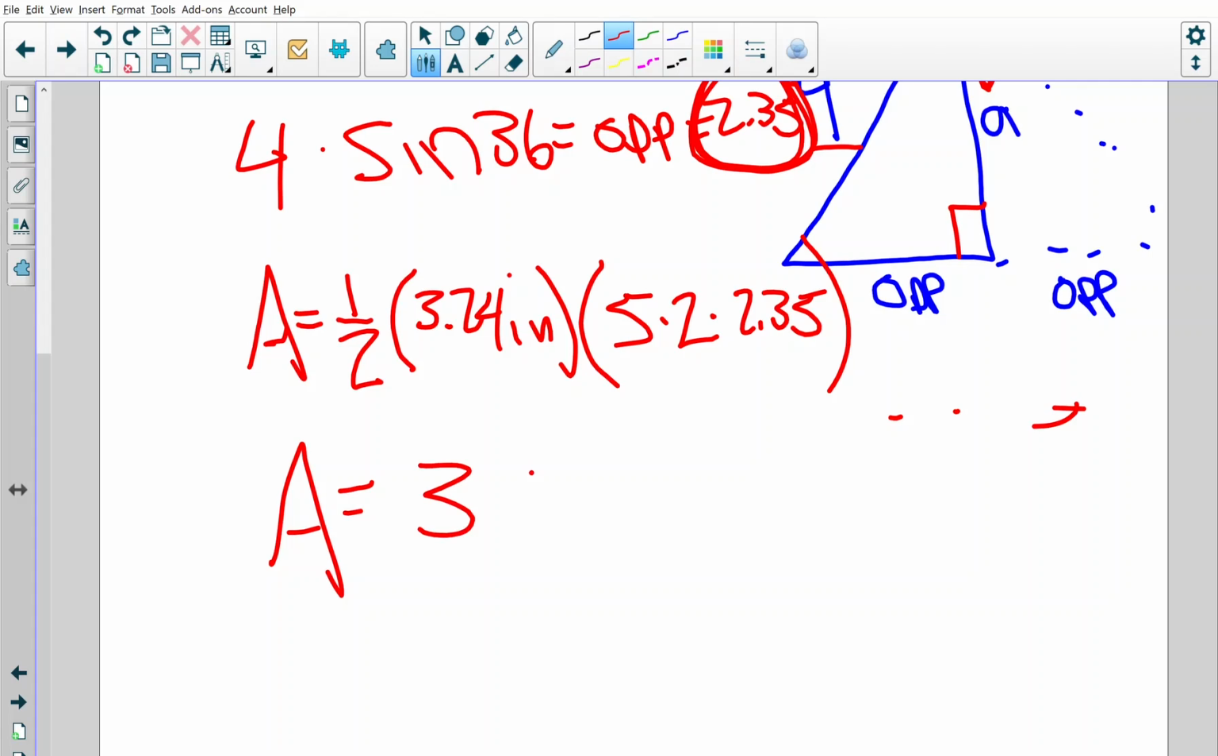But anyways, when you calculate this out, you end up getting the answer, which you can check. 38.07. I got 38.0107, something like that. That's how you do those problems.